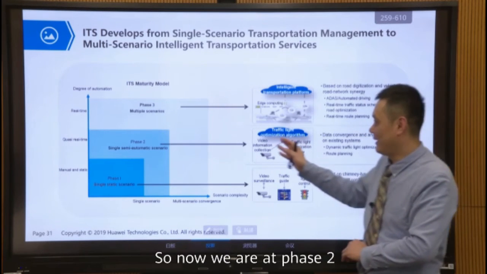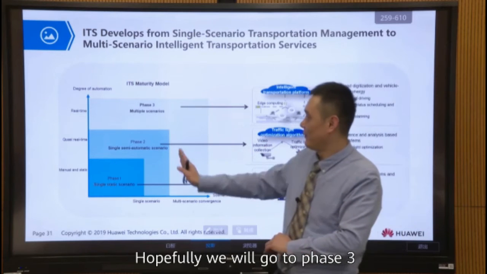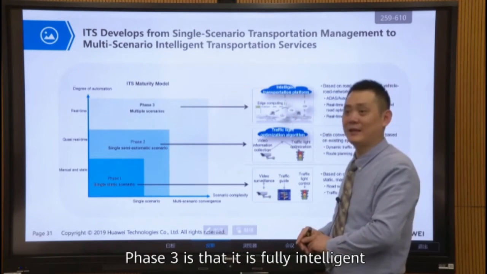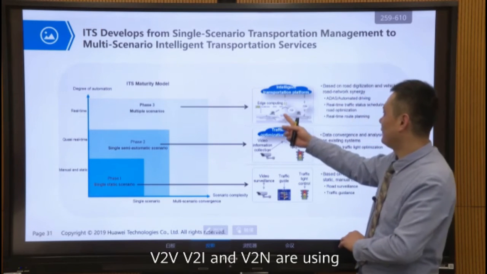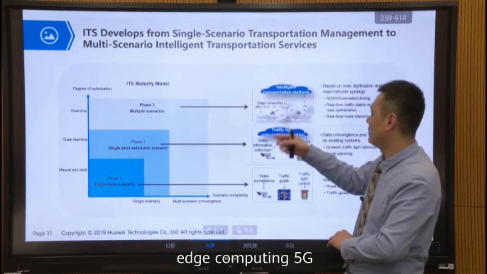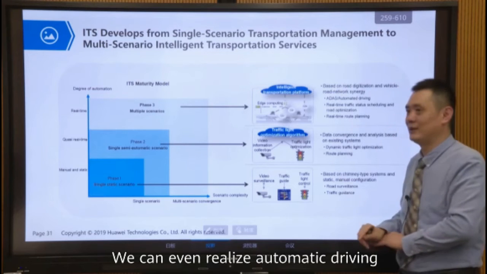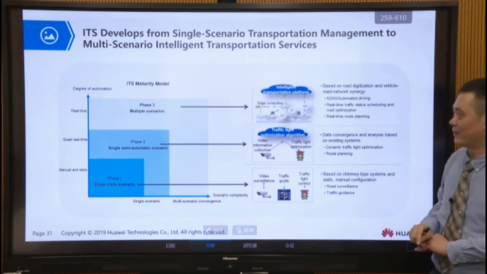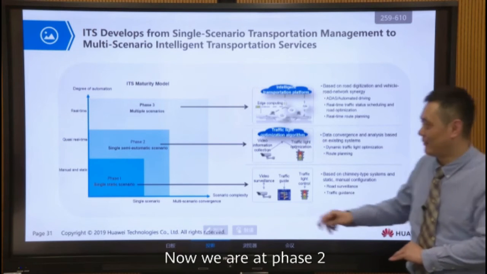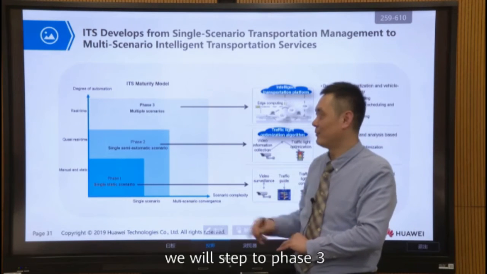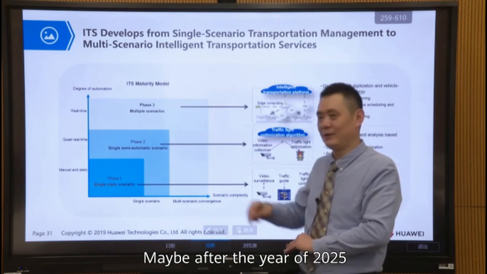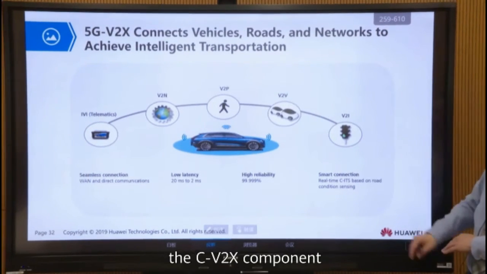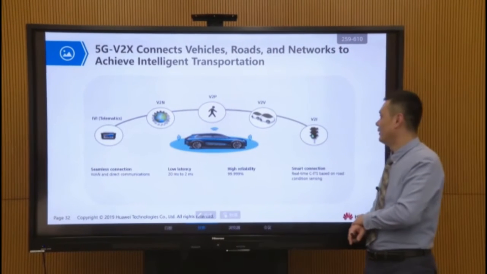Okay, so now we are at phase 2. We hope we will go to phase 3. Phase 3 is fully intelligent, where the V2V, V2I, V2A network using edge computing and 5G is realized. We can even realize automatic driving in phase 3. Now we are at phase 2, and in the future we will step to phase 3, maybe after the year of 2025.